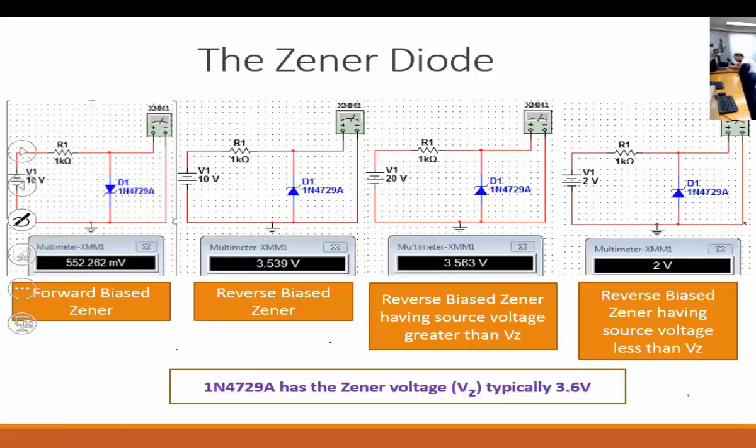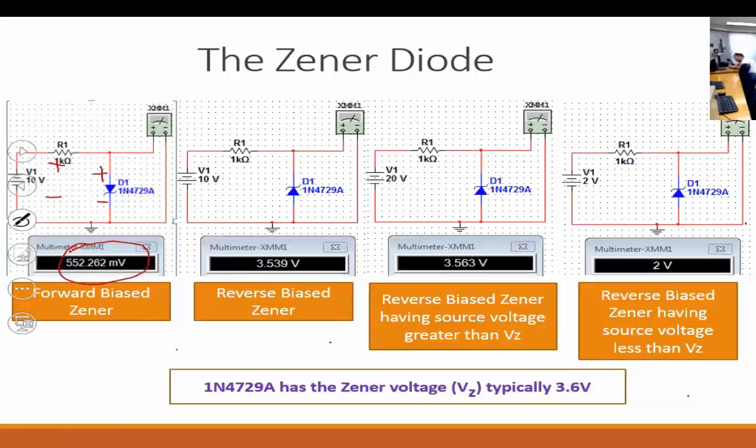So that's positive to the positive, correct? This is the anode and cathode of the Zener, and this is positive and negative for the supply. So under forward bias, you see the voltage on the Zener is around 0.55 volts, which is similar to a diode, correct?